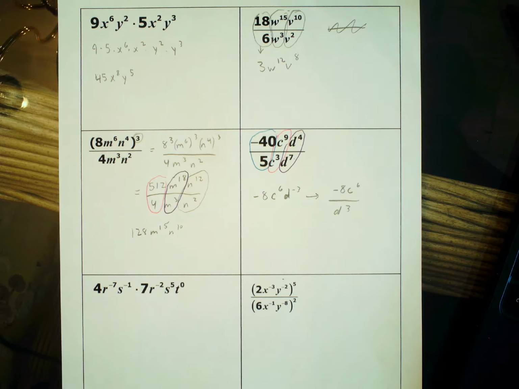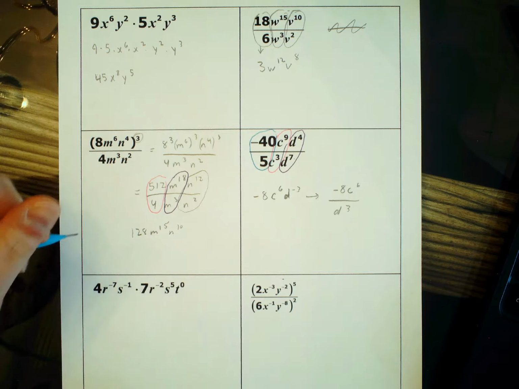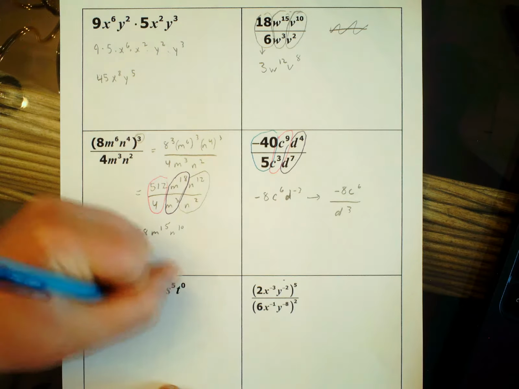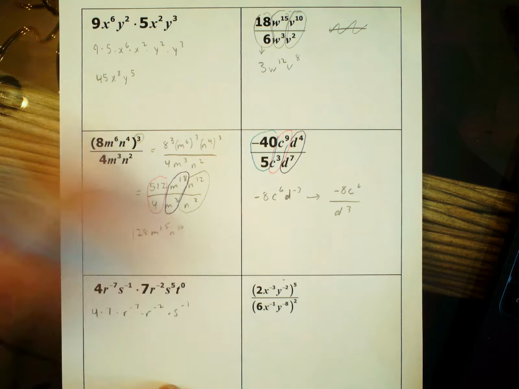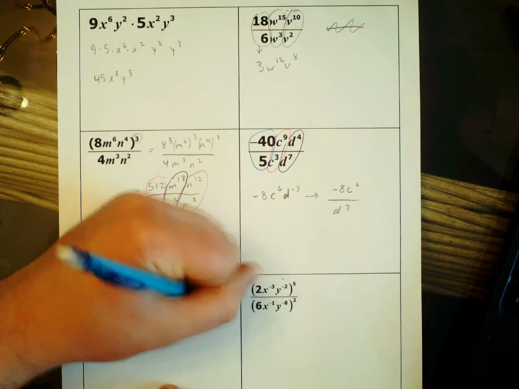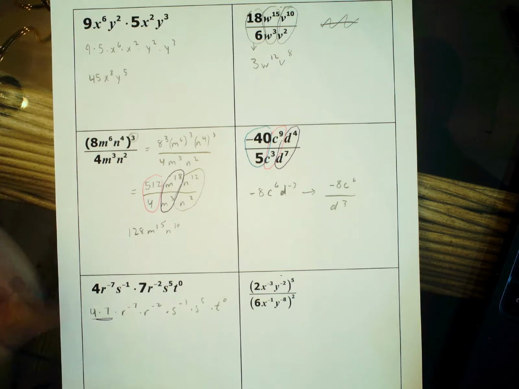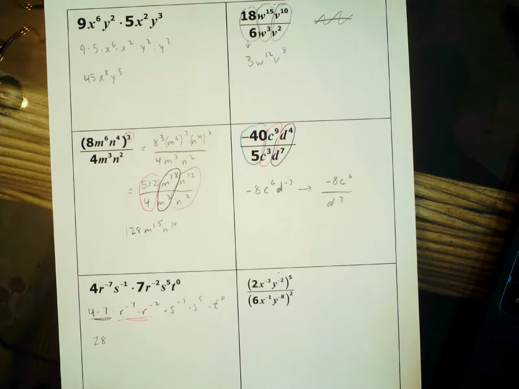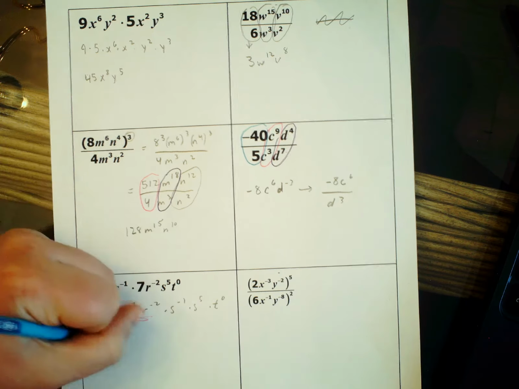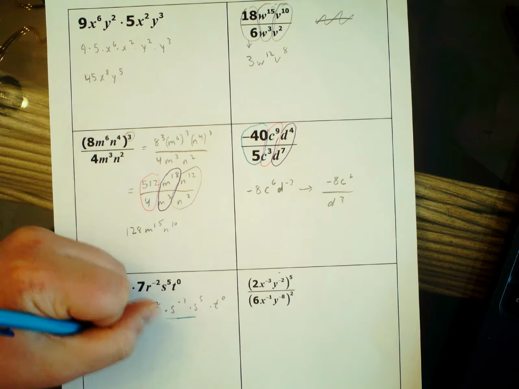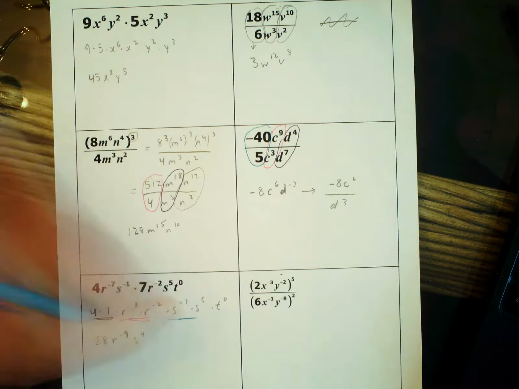All right, last two. Again, like the first one we did, I'm just going to write everything next to each other. So 4 times 7 times r to the negative 7th times r to the negative 2nd times s to the negative 1 times s to the 5th times t to the 0. So I'm just writing things next to each other. So now I'm going to do these. 7 times 4 is 28. Now I'm going to do these. Now remember, I'm adding powers. So negative 7 plus negative 2 is negative 9. Now I'm going to do these. S to the negative 1 times S to the 5th is S to the 4th because I'm adding powers, and T to the 0 is 1.